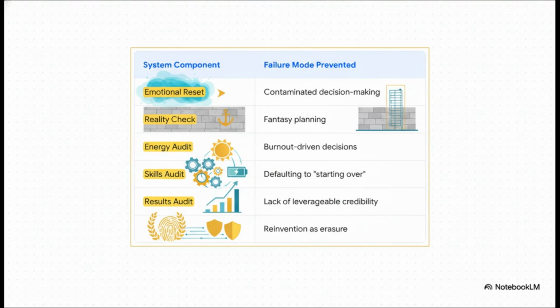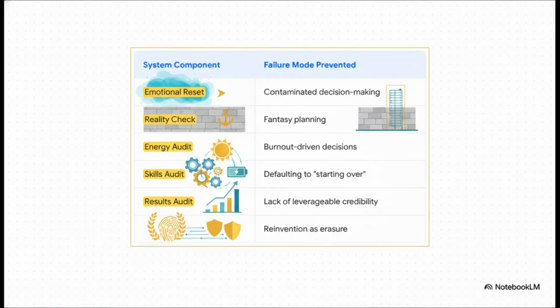Look at how each component is a direct countermeasure to a specific failure mode. You've got the emotional reset to prevent contaminated emotional decision-making. Then a reality check to stop fantasy planning in its tracks. The energy audit is there to prevent burnout-driven decisions. The skills audit, that's to stop that default impulse to just start over from scratch. And finally, the results audit and identity snapshot are designed to make sure you're leveraging what you've already built, not erasing your past.